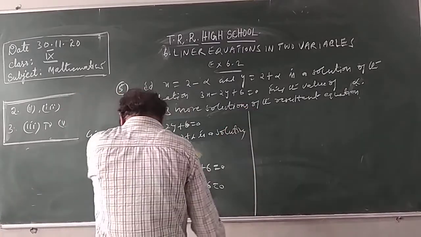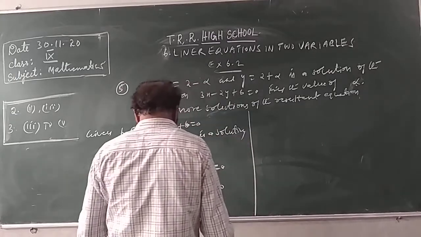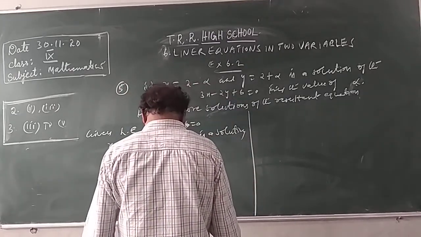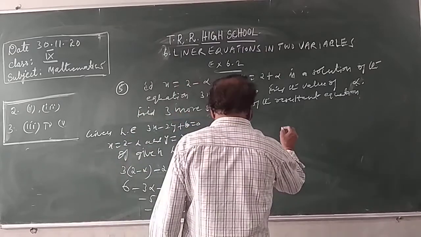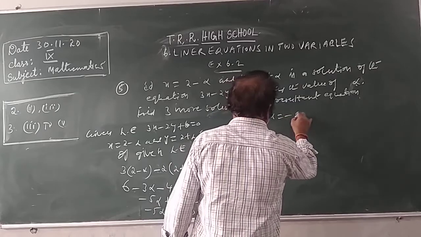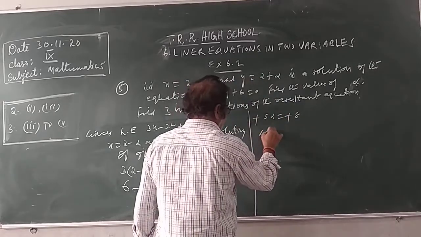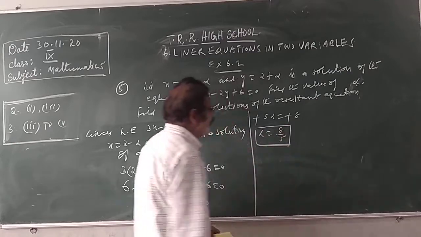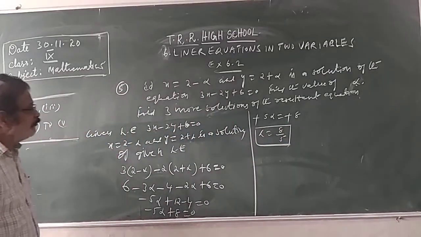Now minus 5 alpha plus 8 equal to 0. Shift to the right side: minus 8, so the minus signs get cancelled. Alpha is equal to 8 by 5. We got the alpha value.